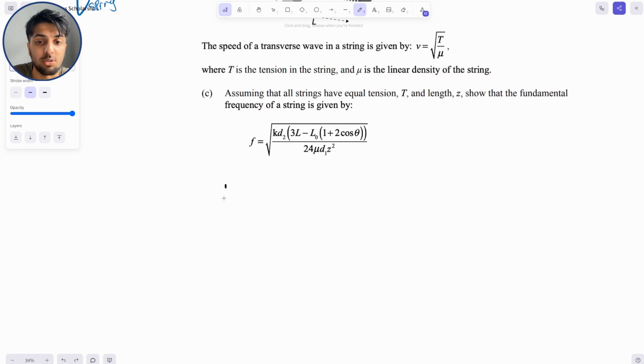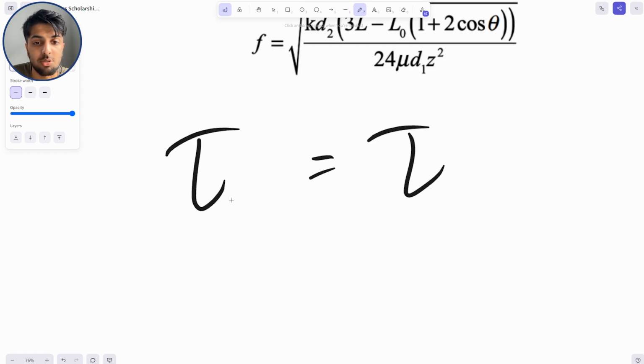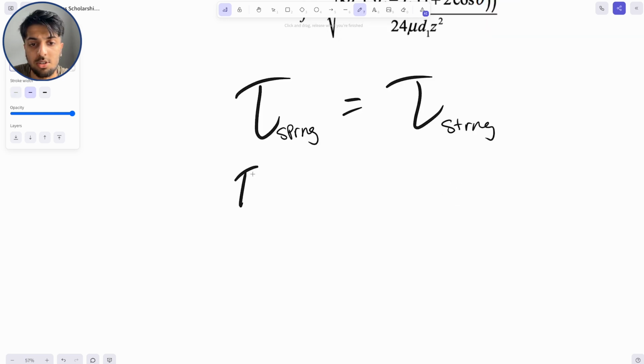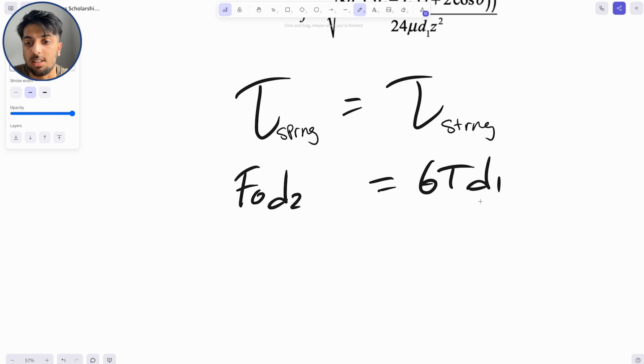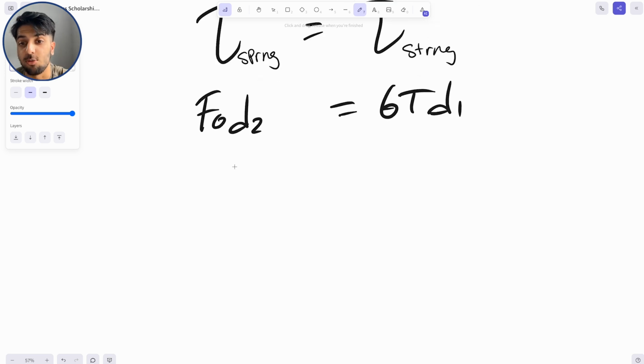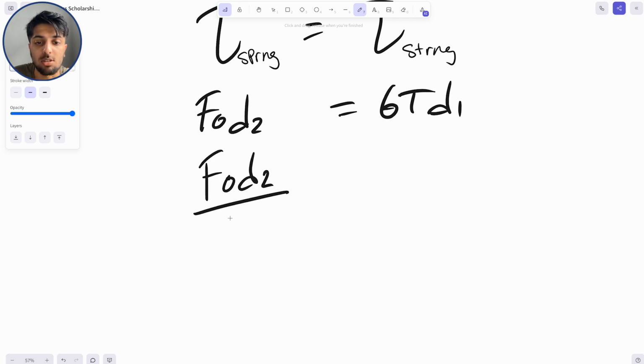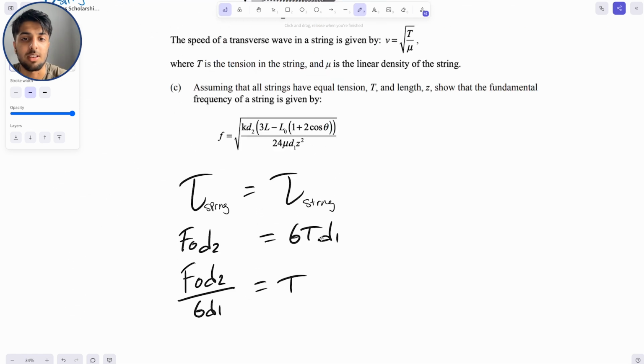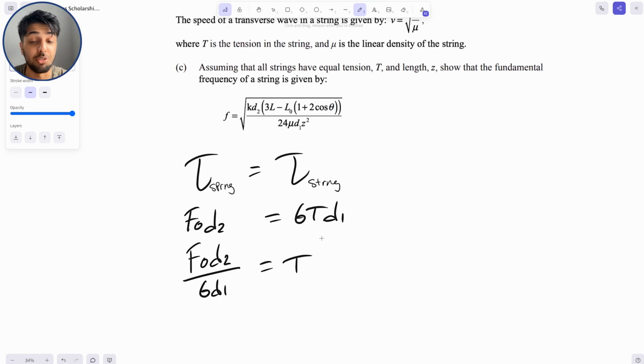Therefore, as we know, our torques have to be equal. So the torque from the spring is equal to the torque from the strings. And so F0 D2 is equal to our 6T D1. Now from here we can solve for tension force by dividing both sides by 6D1, and we get F0 D2 over 6D1 is equal to our tension force. Okay, so now that we have that, we can put that to one side.